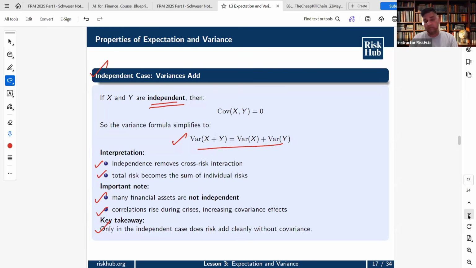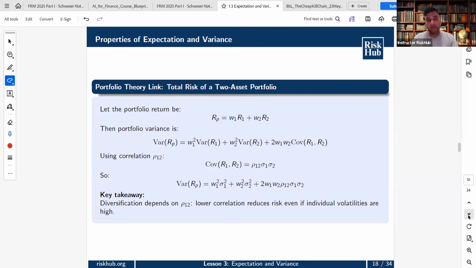Then we get into the next one. Portfolio variance, total risk of a two asset portfolio. Very simple. Now we combine everything. RP is equal to W1 R1 + W2 R2. Variance RP is equal to W1 squared variance R1 + W2 squared variance R2 + 2 W1 W2 covariance R1, R2. Using covariance R1, R2 in terms of correlation and sigma 1, sigma 2, variance of RP is given, right? This is one of the most famous equations in finance.